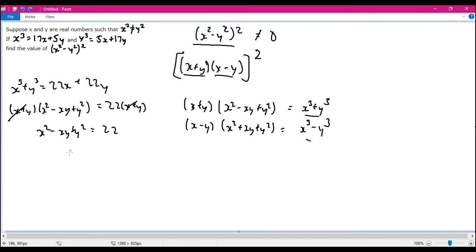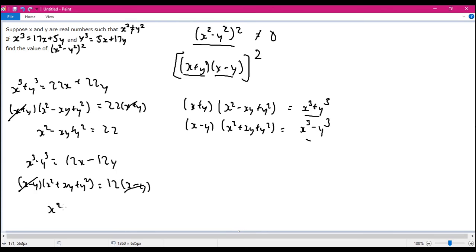So then let's do the difference of cubes. x cubed minus y cubed. 17x minus 5x, that's 12x. We have 5y minus 17y, it's negative 12y. I'll go ahead and factor this. And then I'll factor the 12 as well. And we'll see that once again, x minus y is cancelled out. x squared plus xy plus y squared equals 12.